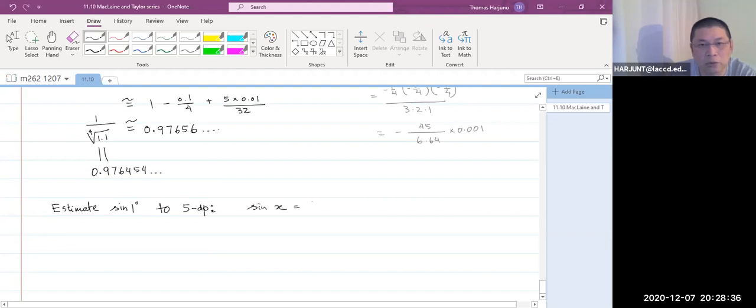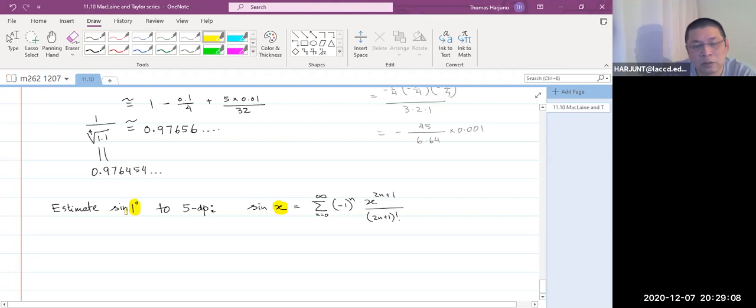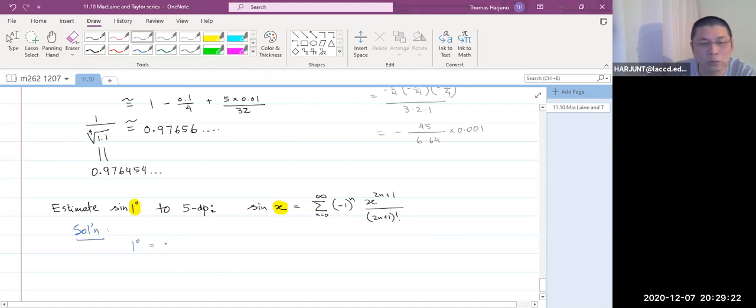Sine x equals the series from n equals 0 to infinity of negative 1 to the n, x to the 2n plus 1, over 2n plus 1 factorial. Are you with me? Now the thing is, this x here is in radians, this is in degrees. So how do we change that 1 degree into radians? One degree is equal to 1 degree times pi over 180 degrees.